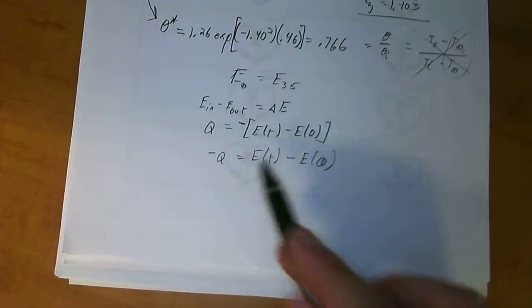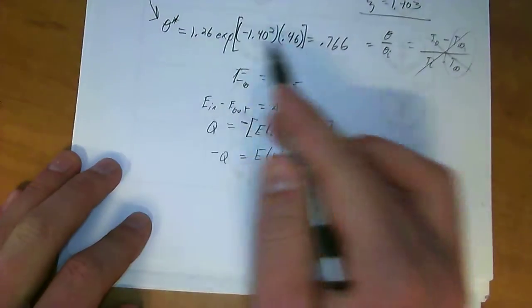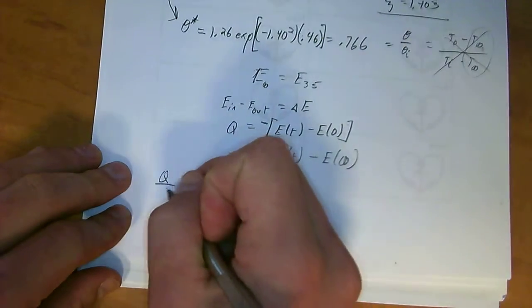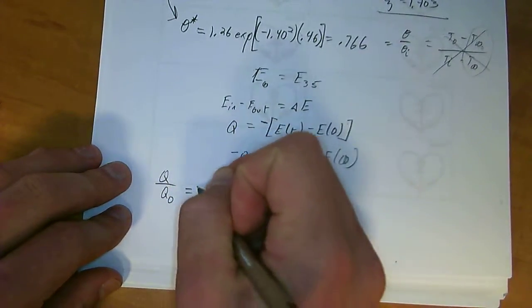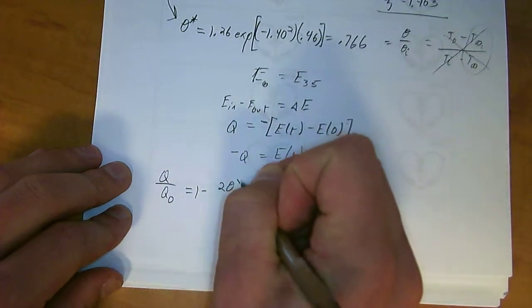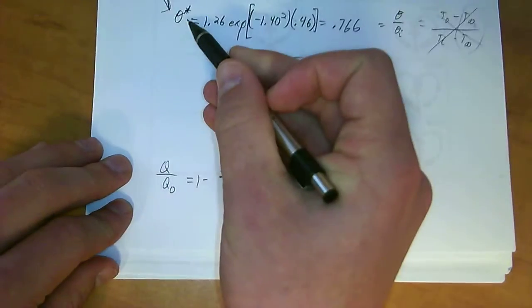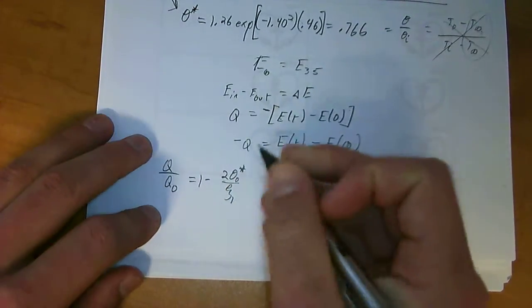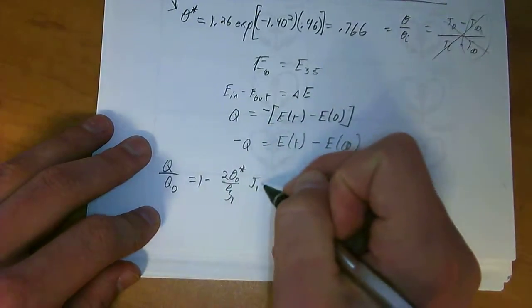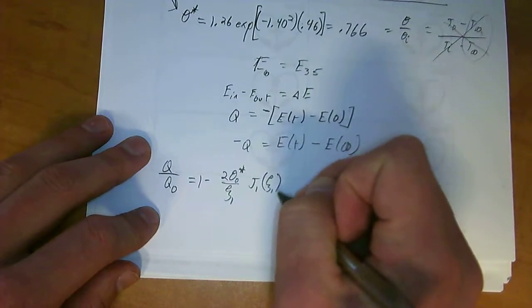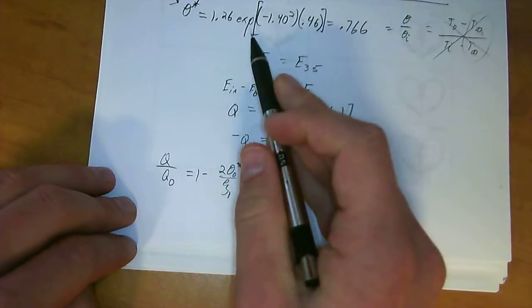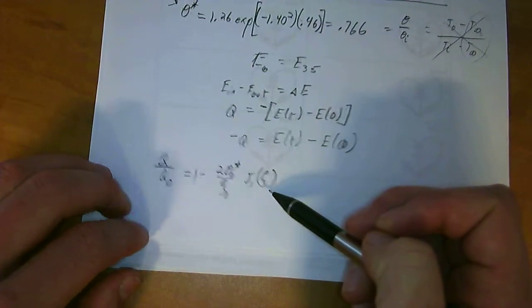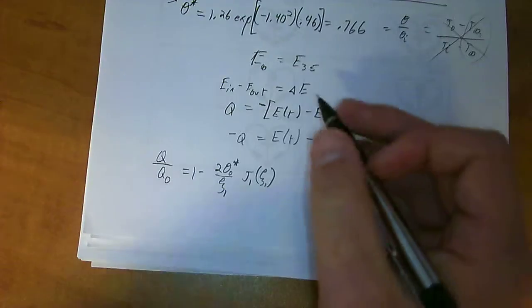But in order to use an energy balance, you have to have this in terms of energy. So what we're going to do is use the equation Q over Q naught is equal to 1 minus 2 theta star original, which is going to be this up here, all over zeta 1, Bessel function J1 of zeta 1. So I said we were going to have to use Bessel functions up here. Well, we have to use them here. And that's in a chart in the back of your book, so it shouldn't be that big of a deal.